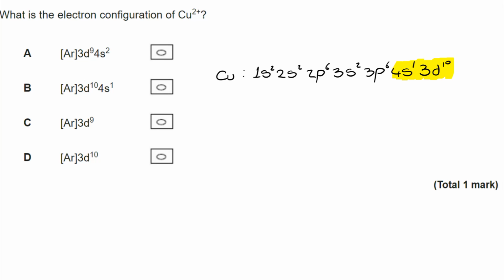The question wants to know about a copper 2+ ion. So we're going to lose 2 electrons. You have to remove 4s before you remove 3d. So it's absolutely vital that you remember that fact. And when you do, you can see that we have lost our 4s and our 3d10 has gone down to 3d9.